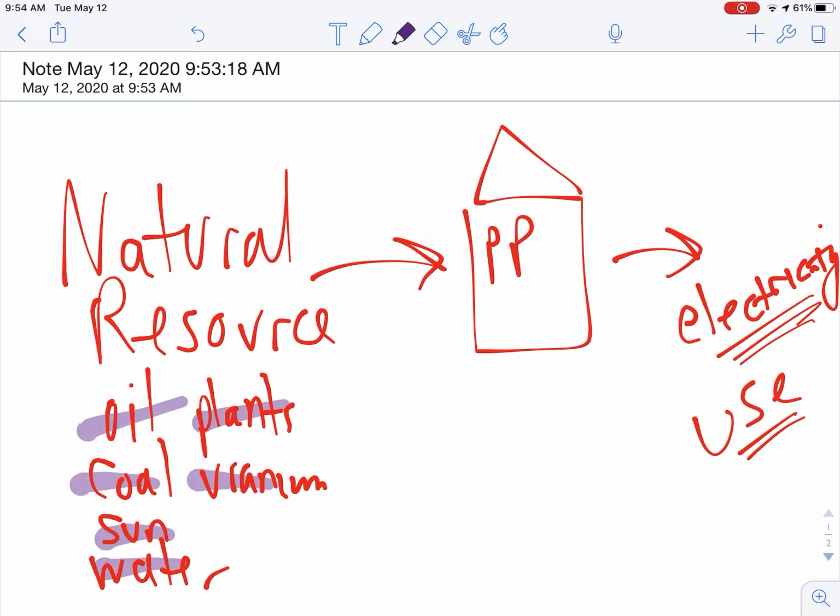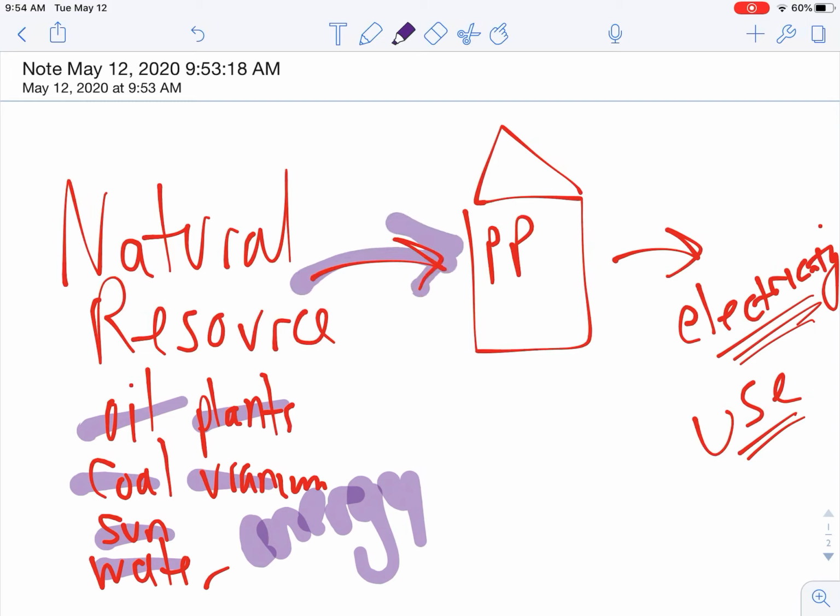So what you have to do is you take this natural resource, and all of these natural resources have energy in them. Oil has chemical energy and potential energy. Plants have potential and chemical energy. Coal has potential and chemical energy. Uranium has potential and nuclear energy. Sunlight has thermal and radiant energy. Running water has kinetic energy. All of these things have energy, but we can't use that energy directly. We need to put that energy into a power plant and change it into electricity.